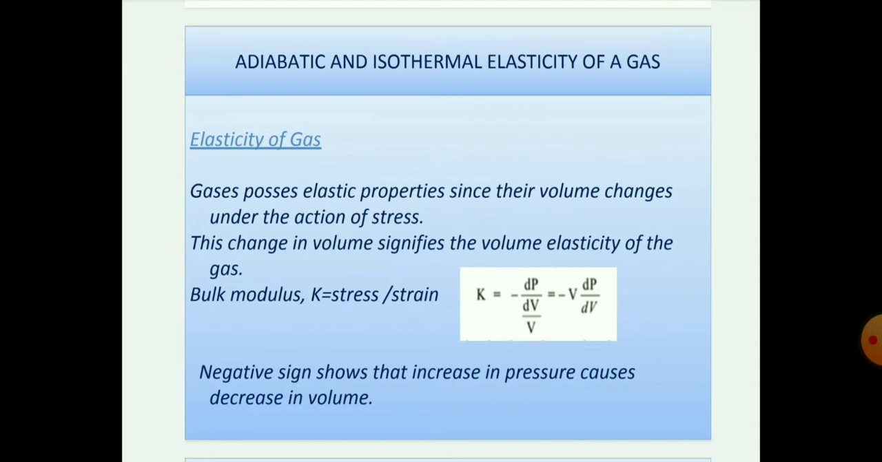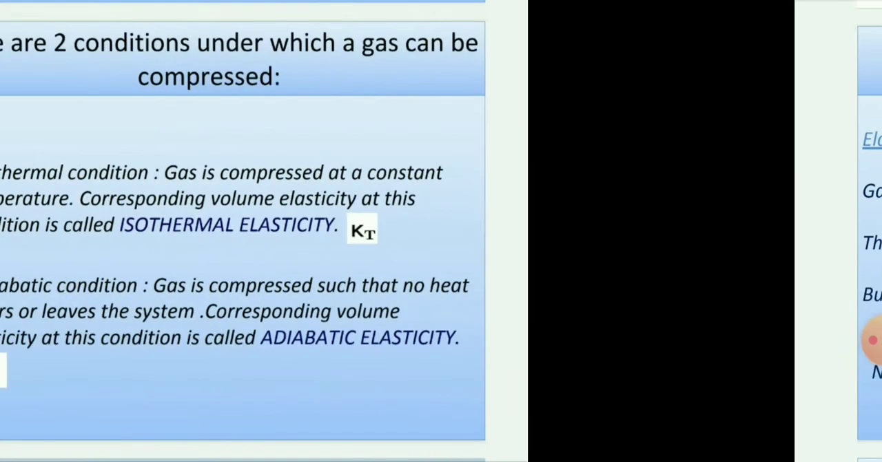As this is a compressive force, its volume decreases and the change in volume is represented as minus delta V, and V is the initial volume. So we write K is equal to minus V into dP divided by dV. The negative sign shows that an increase in pressure causes a decrease in the volume. This change in volume signifies the volume elasticity of the gas.